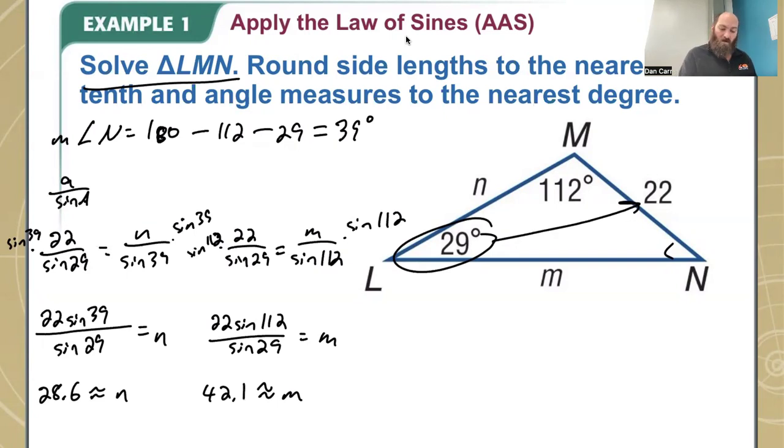I was missing three pieces. I had angle n, side m, and side n. Angle n is 39, side n, and side m there.